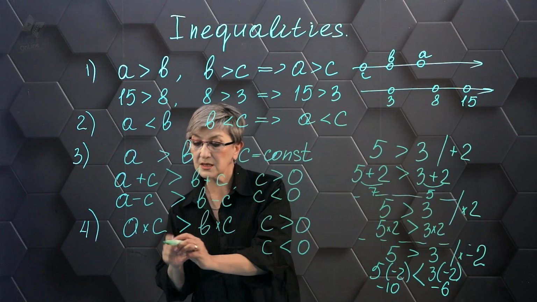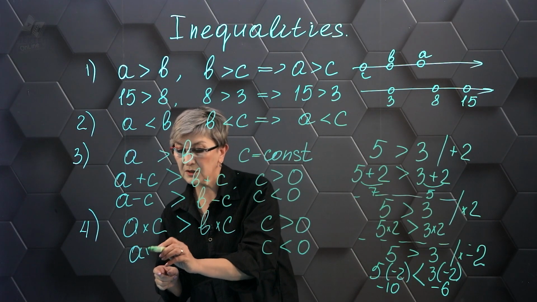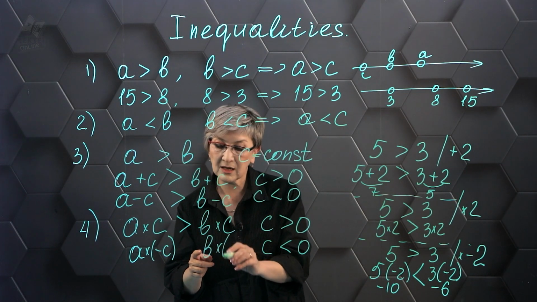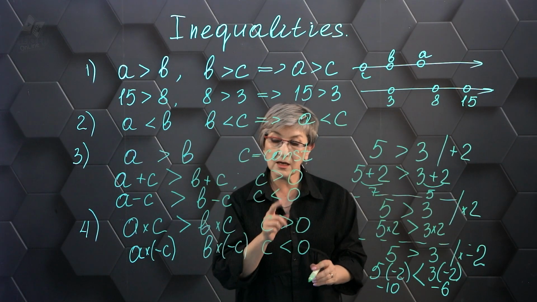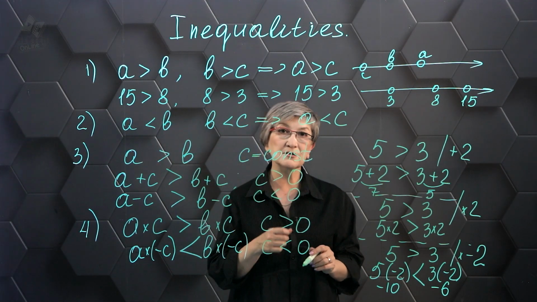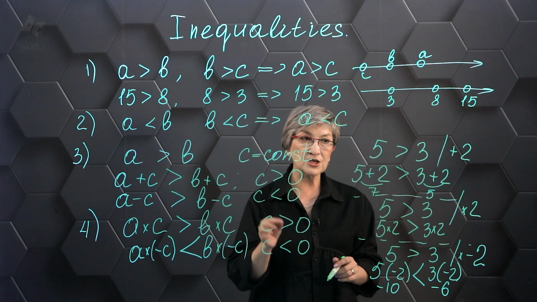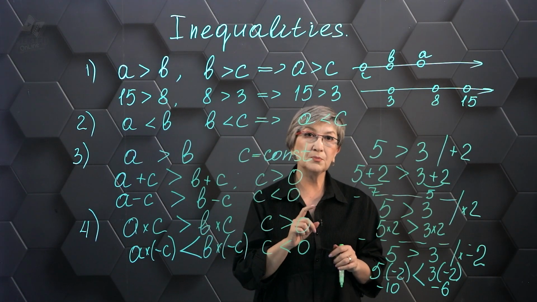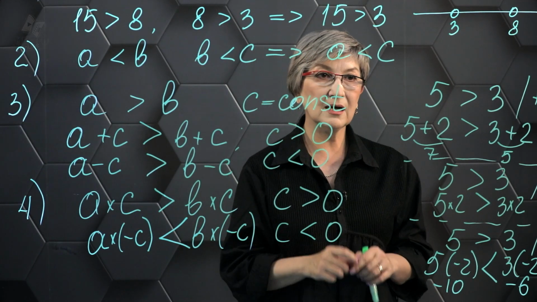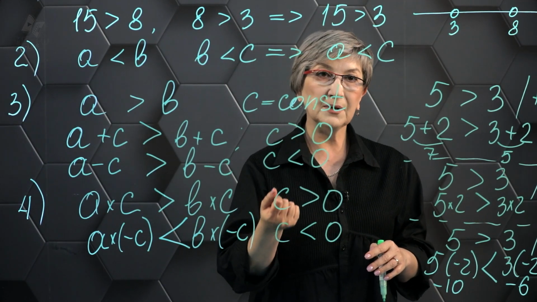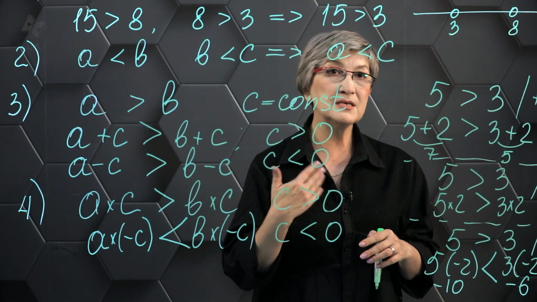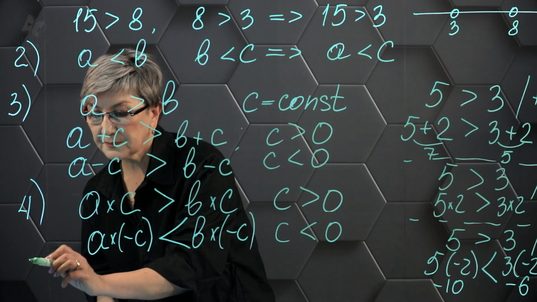Then we can move on to the rule. If I multiply A by the negative number C, and B is multiplied by the same negative number C, then the sign of the inequality is reversed. This is a very important rule that applies when solving inequalities. It's the same rule that applies when we multiply by a positive or negative number, or when we divide. Let's write down.